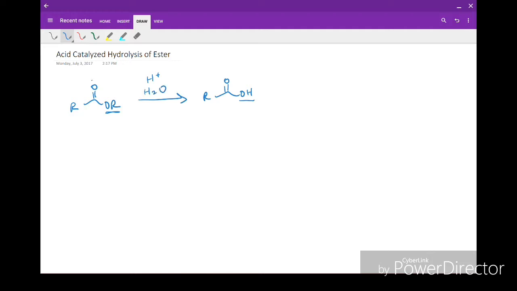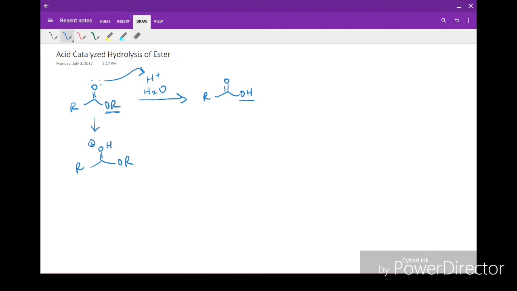Now, where does this hydrogen add to? Since it's a catalyst, it's supposed to speed up the rate of this reaction. And the way it does that to this ester is that it protonates this carbonyl oxygen, making it more positively charged. Now this turns into something that looks like this.